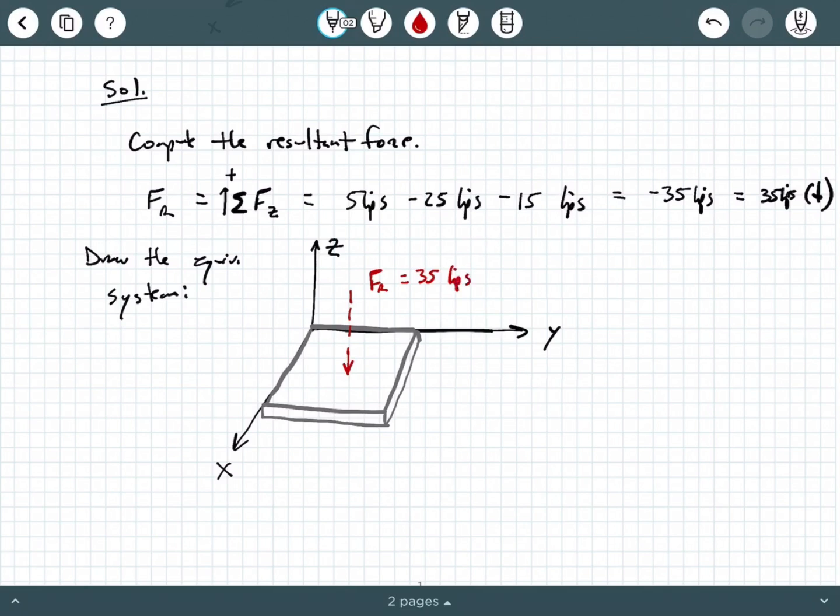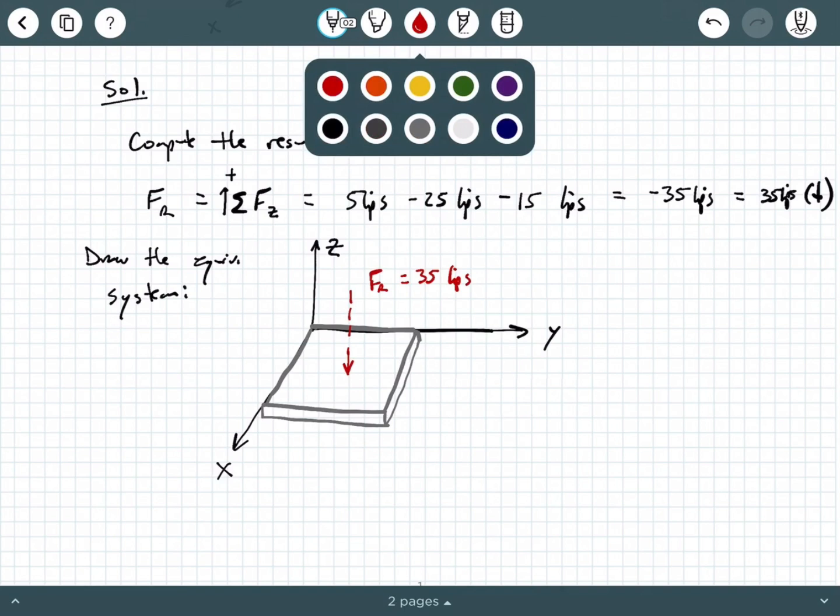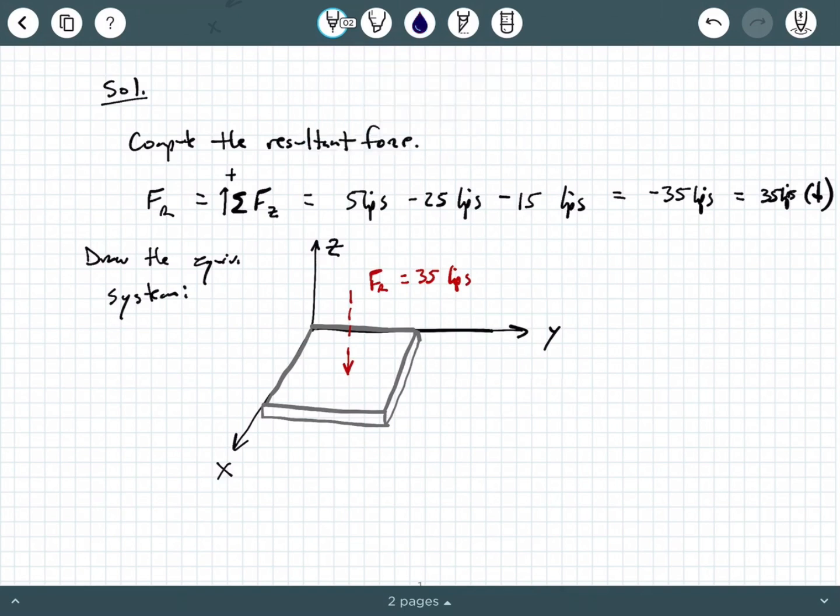But the problem not only asked us to calculate the resultant force, it also asked what its coordinates are in the xy plane. So what we're also looking for is this coordinate right here, the y coordinate, and then this coordinate here, the x coordinate. So how do we do that? This is where we're going to apply moment equilibrium about each of the axes, about the x and y axes, to figure out those distances.